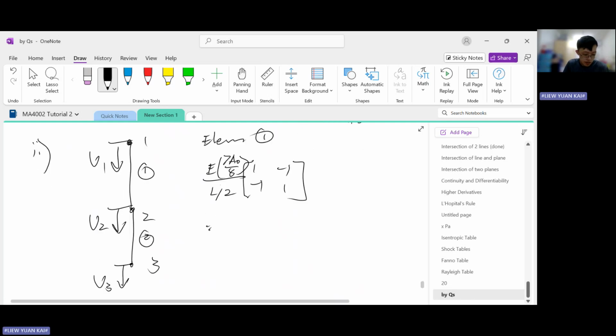So if you simplify this, you will get 7A naught E over 4L, 1 minus 1 minus 1, 1. Now we look at element 2.